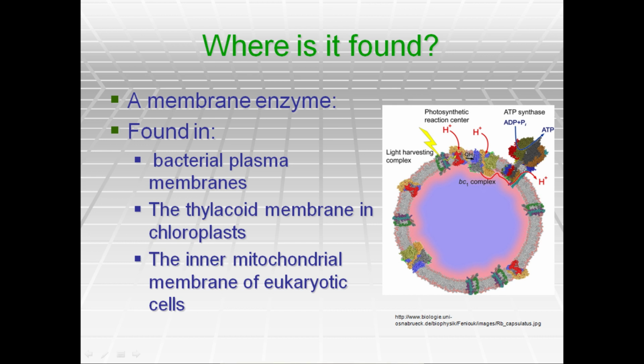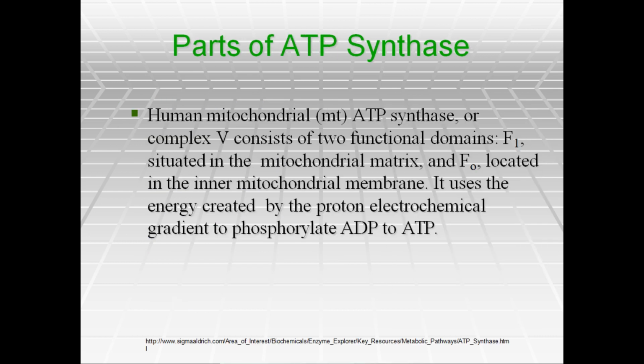So we should know where it is found. It is a membrane enzyme found in the bacterial plasma membrane. They are present in the thylakoid membrane in chloroplasts and the inner mitochondrial membrane of eukaryotic cells as well.